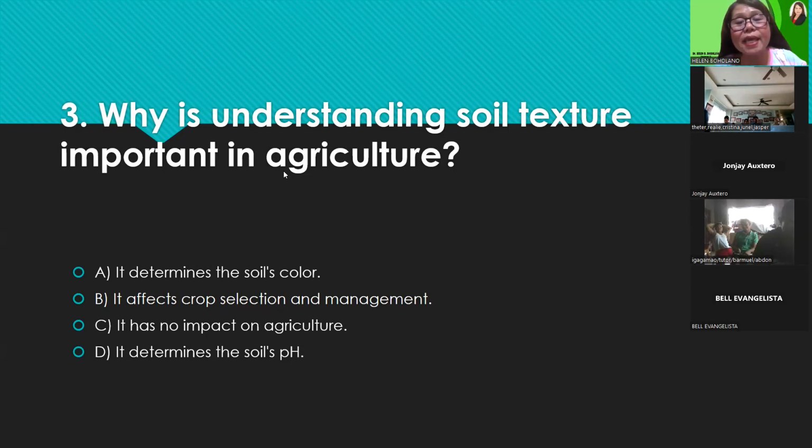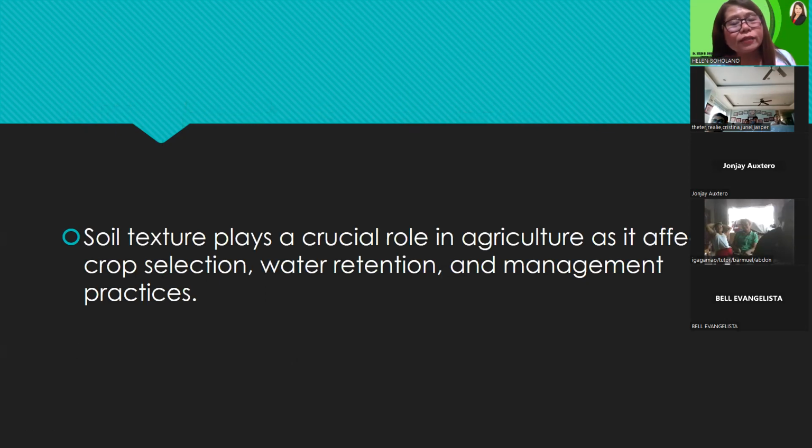So you have your B. Let's check. All your answer is B. So correct. Congratulations, everybody got it correct. It affects crop selection and management. The farmer has to look into what crop is suitable for the land. Soil textures play an important role in agriculture as it affects the crop selection, water retention, and management practices.